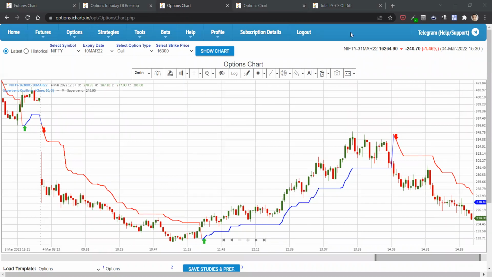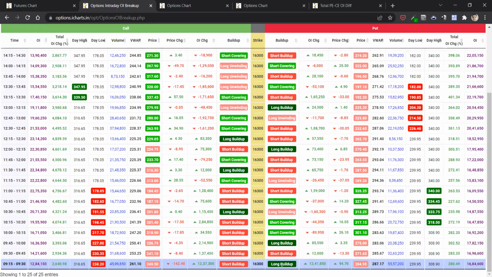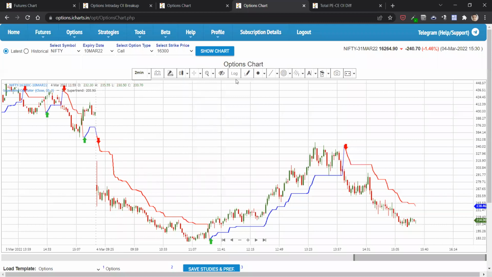Now if you want to buy, the put is in buy mode here. Put is in buy mode at 9:30. Sorry, this is put.